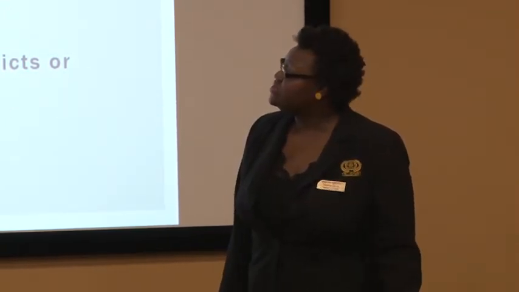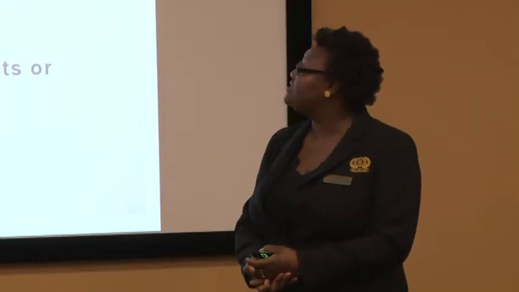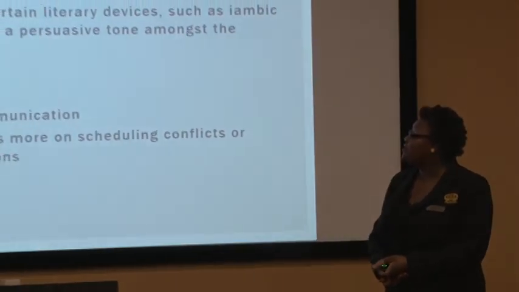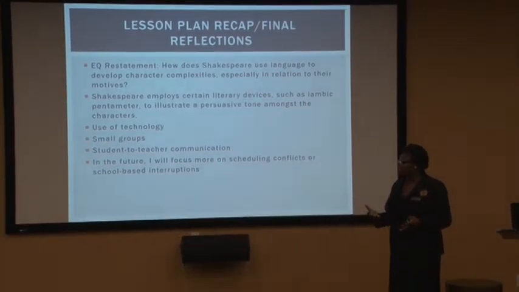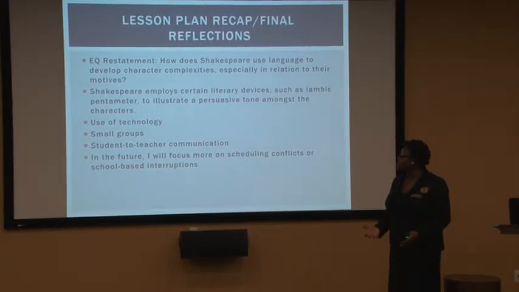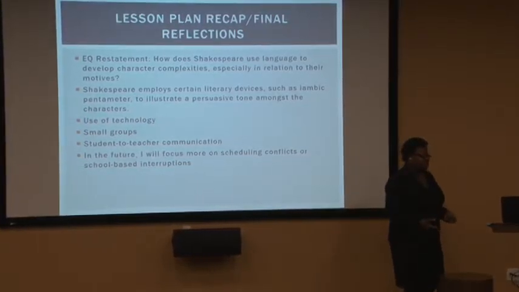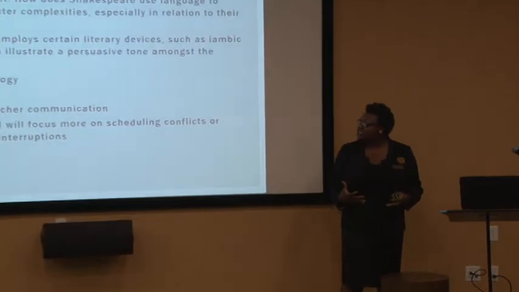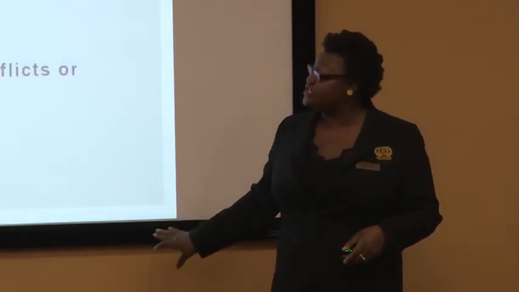Okay, so my essential question was, how does Shakespeare use language to develop character complexities, especially in relation to their motives? He employs certain literary devices such as iambic pentameter to illustrate a persuasive tone amongst the characters. It was all about persuasion with him, and especially in Julius Caesar. So that's the thing that I try to stress to my students.